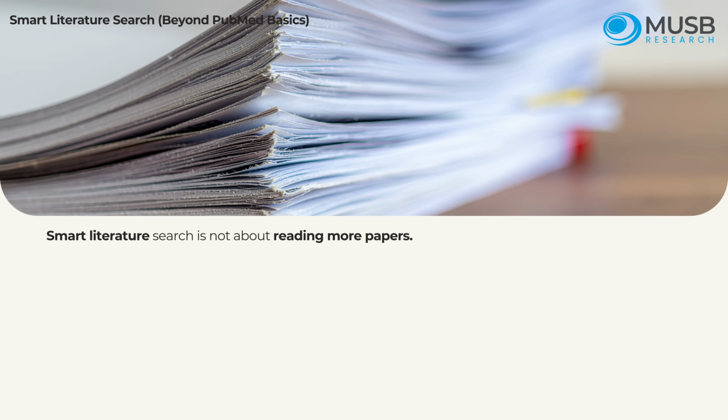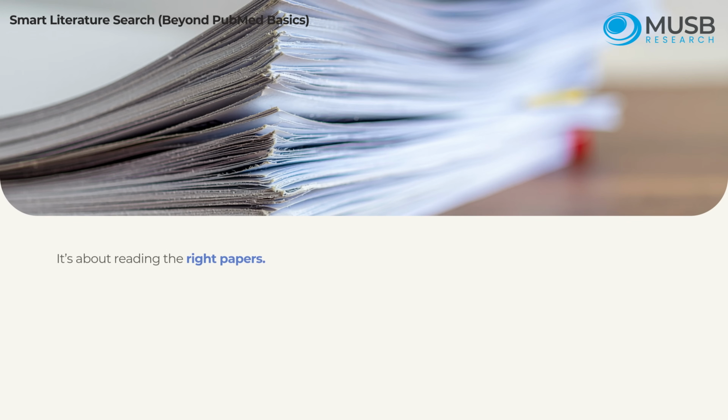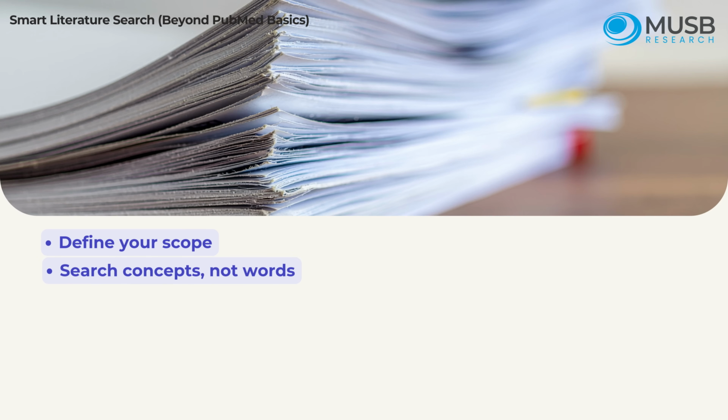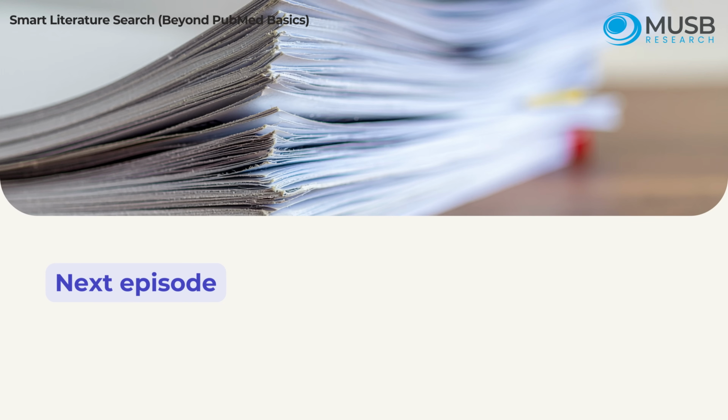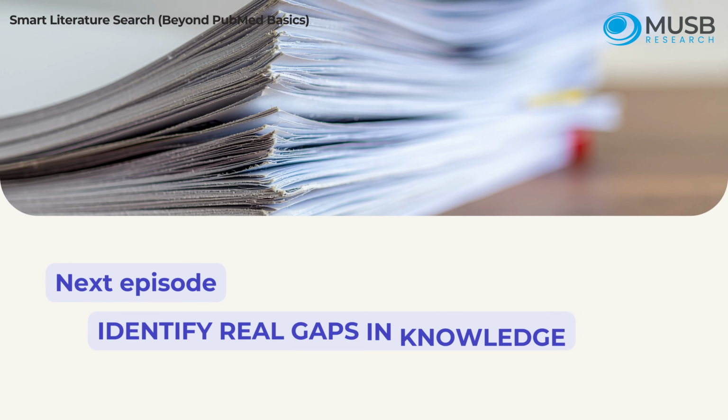Smart literature search is not about reading more papers. It's about reading the right papers. If you define your scope, search concepts, not words. Use citation chaining. Separate reviews from data. Track novelty intentionally. You will move faster than 90% of researchers. In the next episode, we'll show how to identify real gaps in knowledge and turn them into testable hypotheses. That's where science becomes powerful.